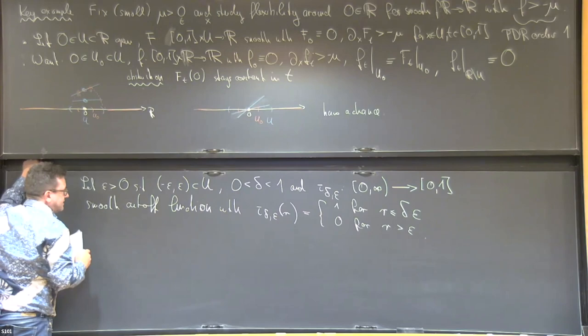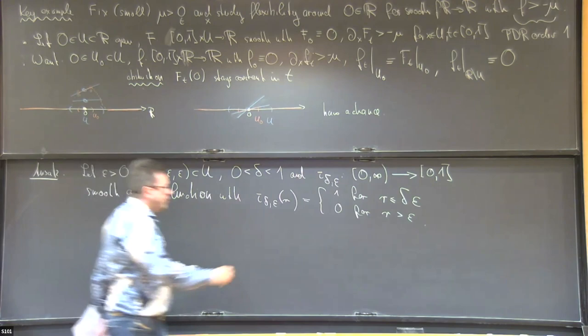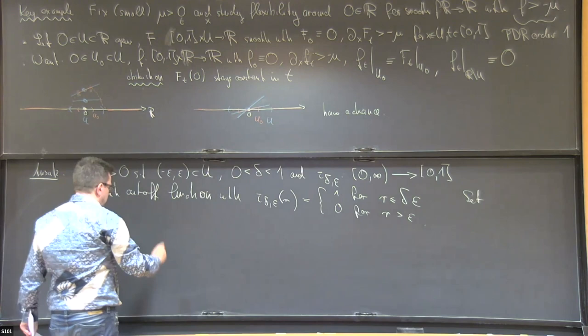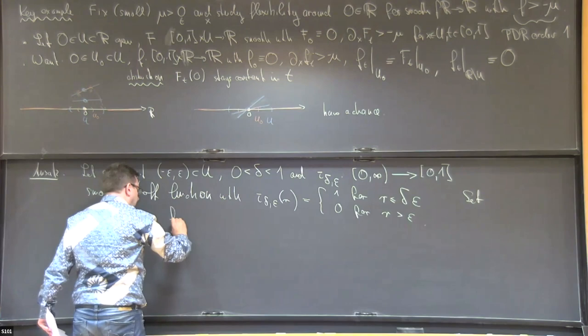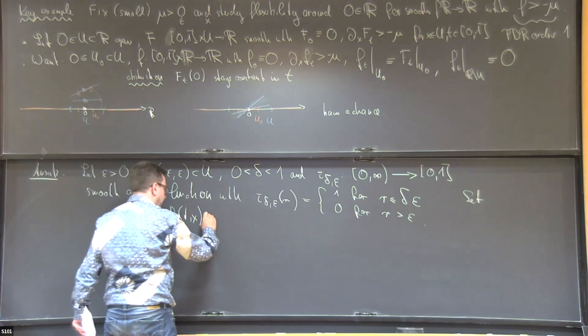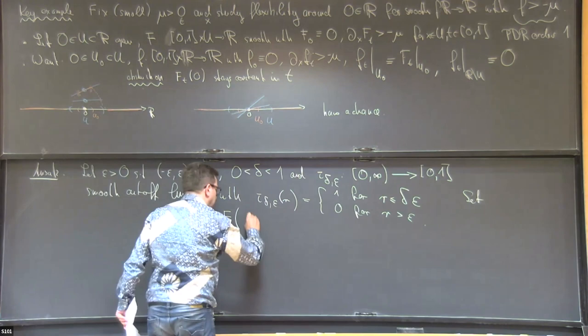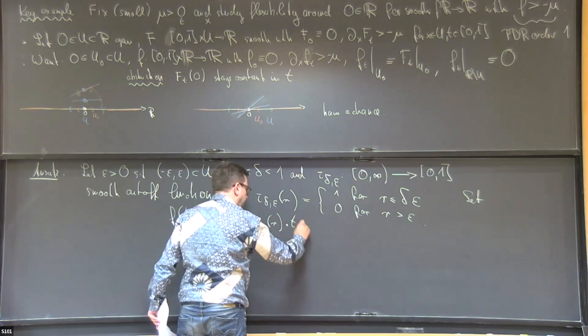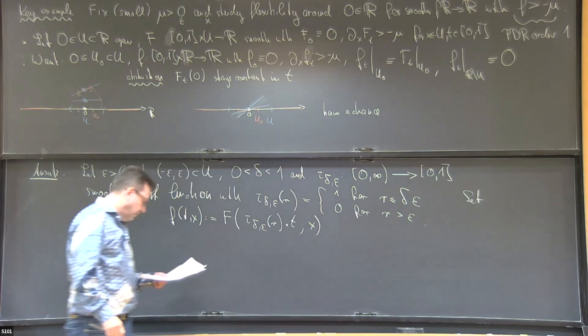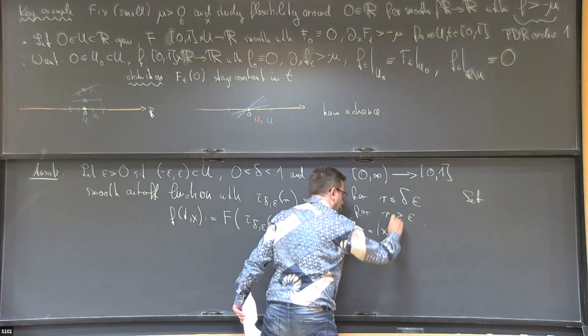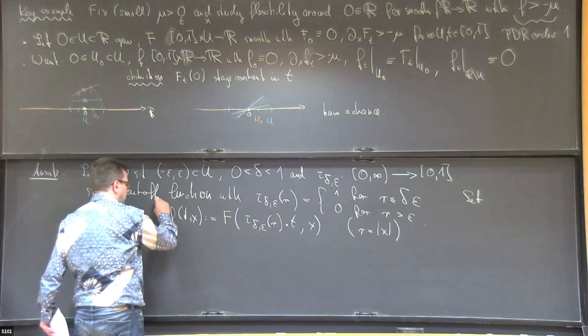And now let's see what happens if I plug this into my deformation big F. So I take the following function F_t(x). We take the given deformation big F, and then I plug in this cutoff function, which I have here in front of the time parameter. And here, of course, r is the absolute value of x. So this is kind of the tentative solution to our problem.